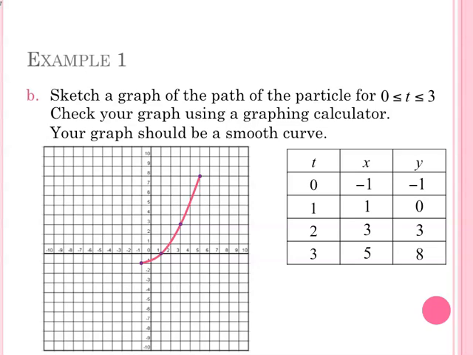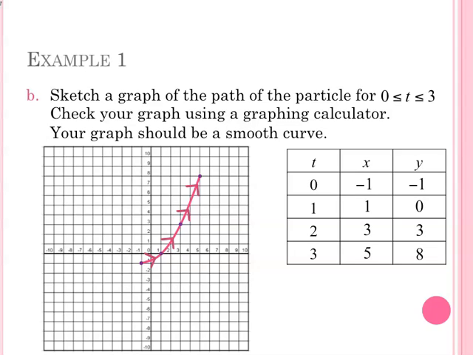And let's not forget, for parametric equations, we are also told the direction of the graph. So when t equals 0, we're at negative 1, negative 1, at the bottom point there. And then we are moving towards t equals 3, which is 5, 8. So we'll just draw in those arrows to indicate the direction.